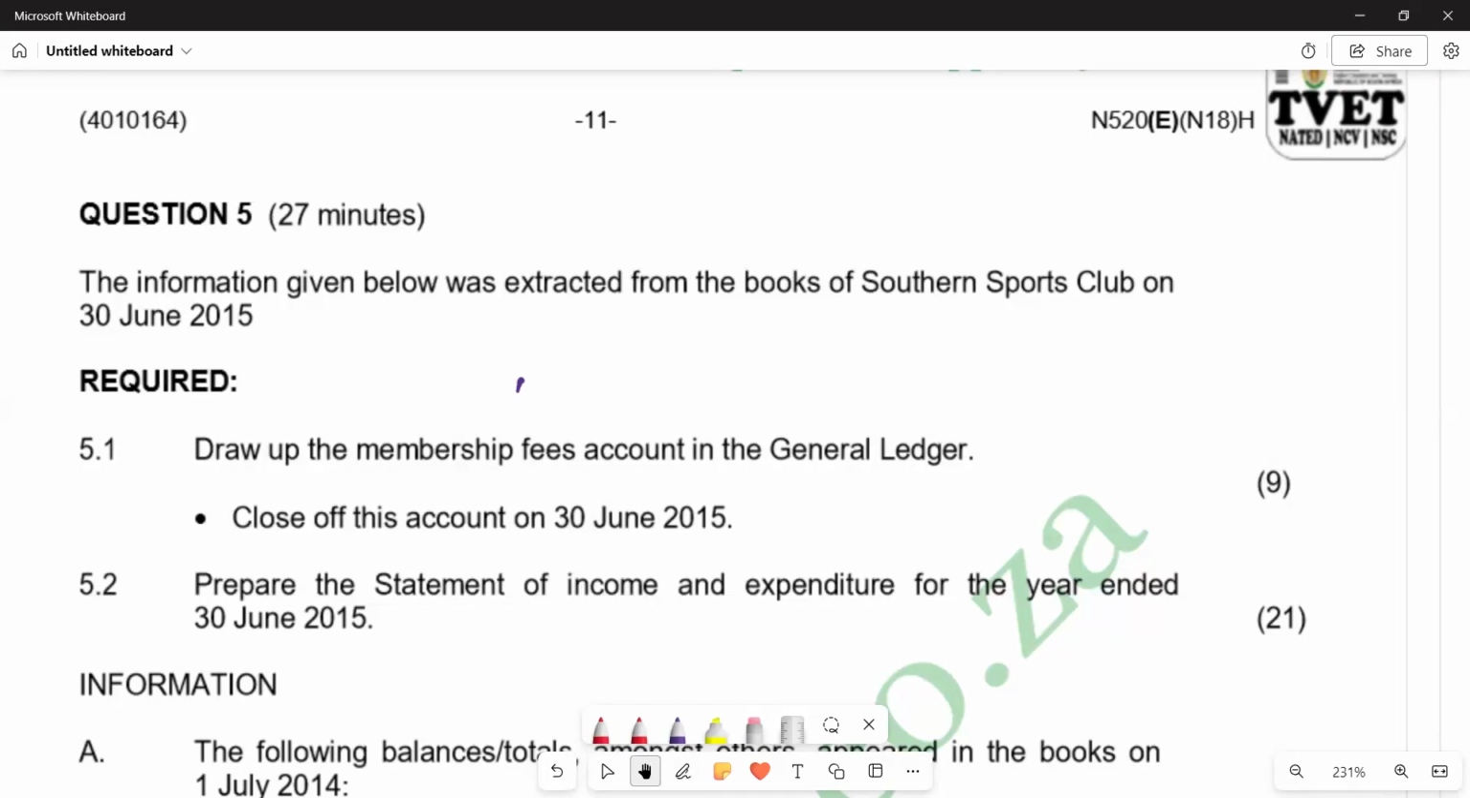So we are not going to be concerned about 5.1. In 5.1, we prepared the membership fees account in the previous video. So we are just going to go to 5.2, which reads: prepare the statement of income and expenditure for the year ended 30 June 2015. We are going to go through the question and then prepare the statement. We will see that this question has 21 marks, which is very important for us to take note of.